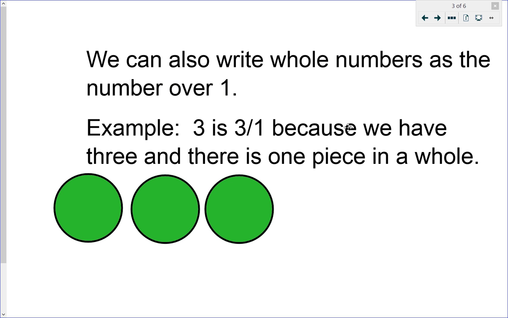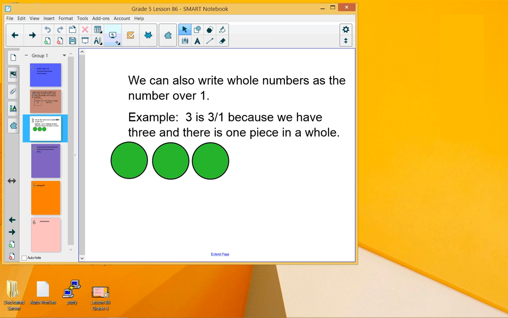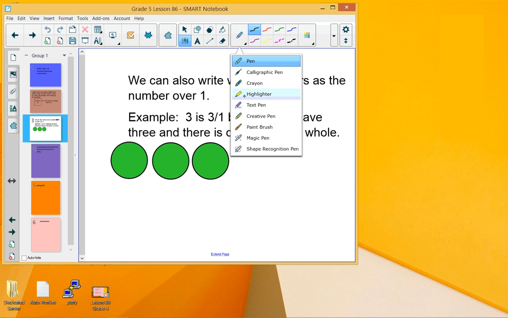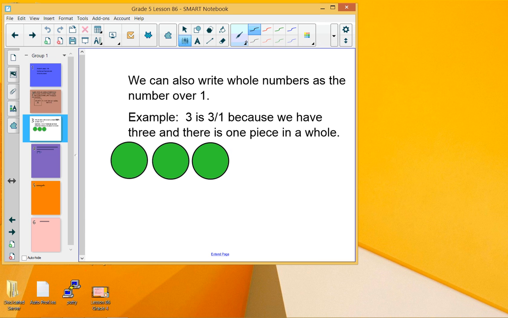We can write a whole number as that number over 1. So if I had the number 4, I could write it 4 over 1. If I had the number 8, I could write the number 8 over 1. And if I had the number 7, I could write it 7 over 1. Here I have 1, 2, 3, so I have 3, and I write it over 1.